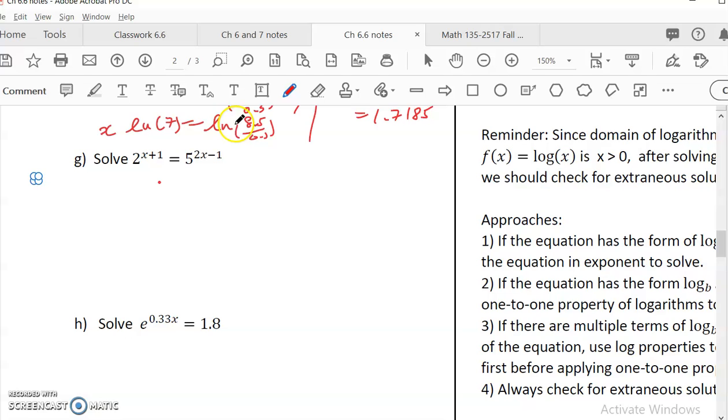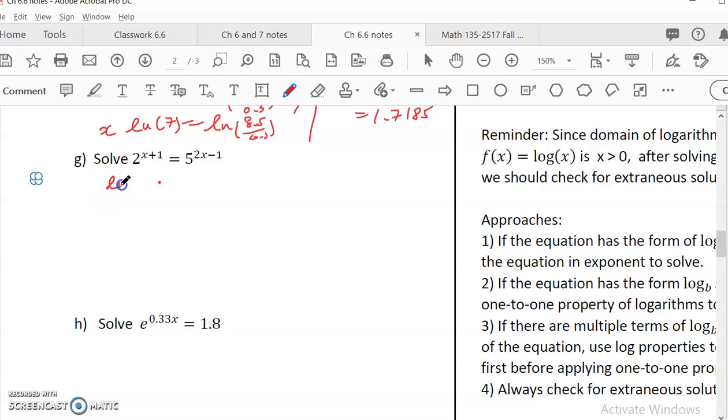Okay, so there is x in this problem. We have base 2 with an exponent of x plus 1, and then another base 5 with an exponent of 2x minus 1. And we want to find what x is. So obviously we cannot write them with the same base because 5 is not 2 to the anything. So we would add ln to use the log property.